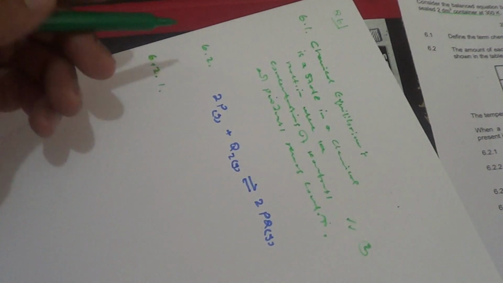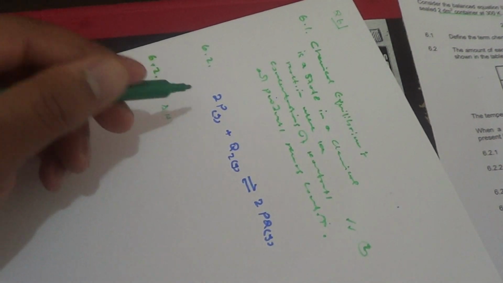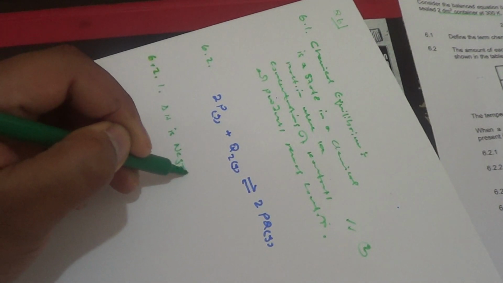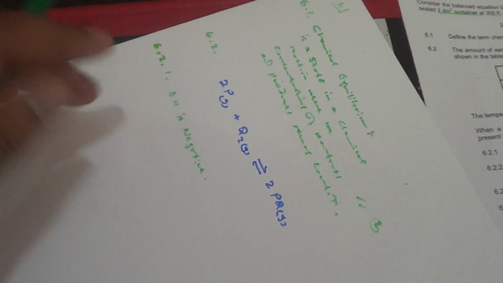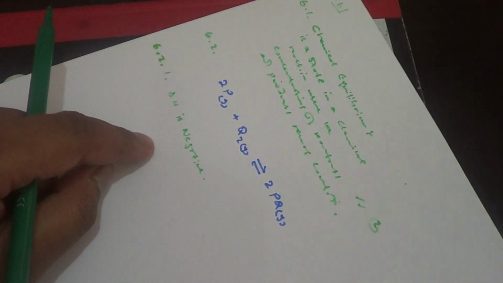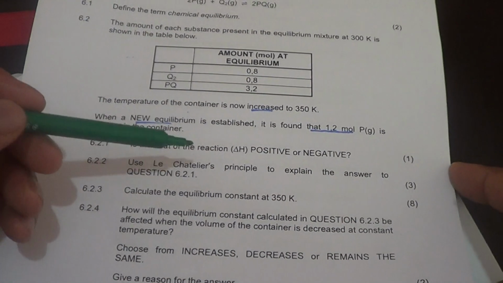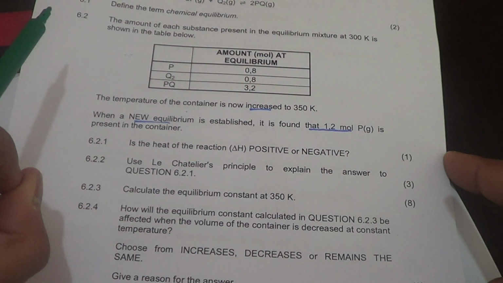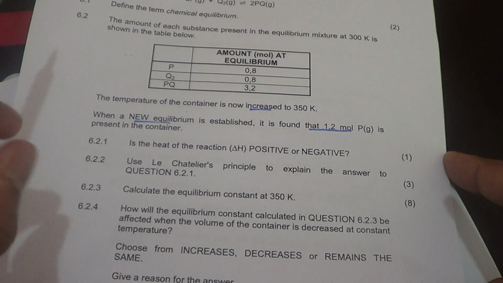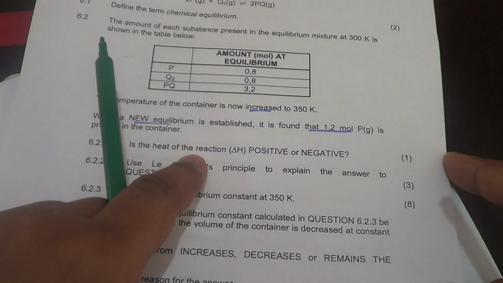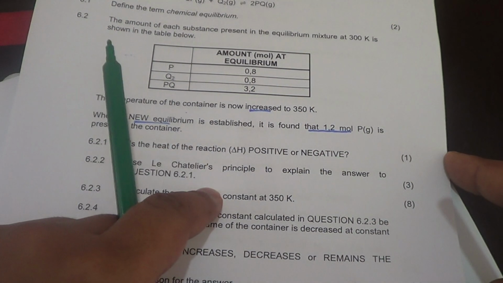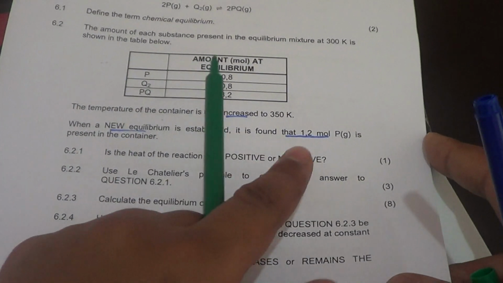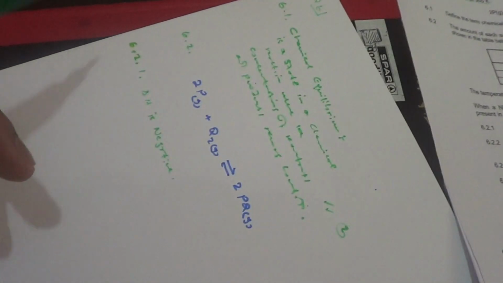6.2.1. So we know that delta H is negative, or you can say less than 0. Why am I saying that? Because when we increased temperature, we favored the reaction that uses up energy. That means the reverse is endothermic, but we always refer to the heat of the reaction with regards to the forward reaction. Okay? So the forward reaction is exothermic, and therefore it is negative.